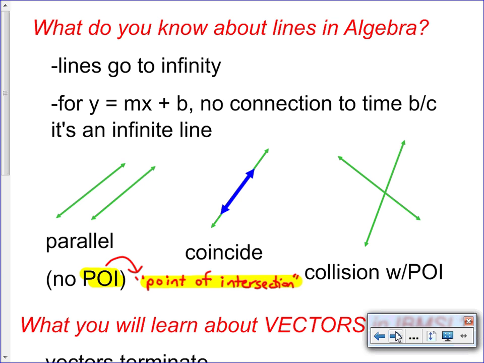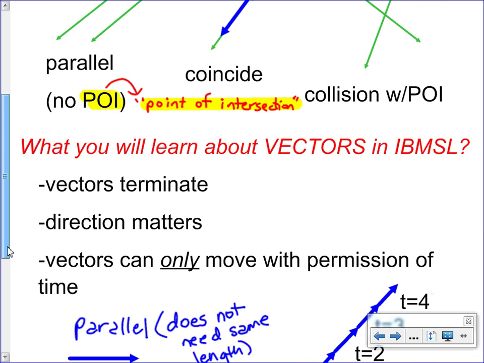Lines could be parallel, meaning there was no POI. POI means point of intersection, so you'll see that POI a lot. If they're parallel, they'll never cross. If they coincide, it means one line is the same as the other line. In other words, the lines were just scalars of each other. They're multiples of each other, so it was the same line. And if two lines do cross, they have a point of intersection. That could be easily found using some method of substitution, elimination, and so on. You have the same thing with vectors.